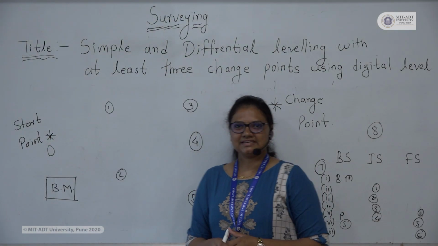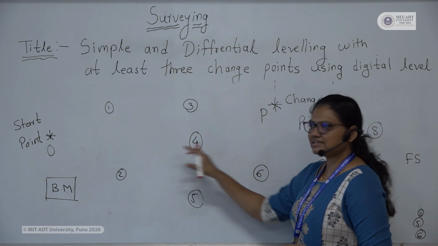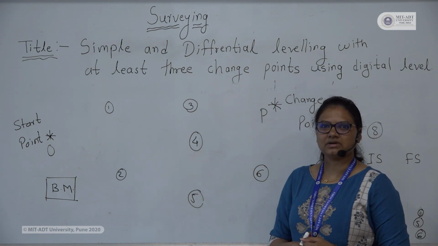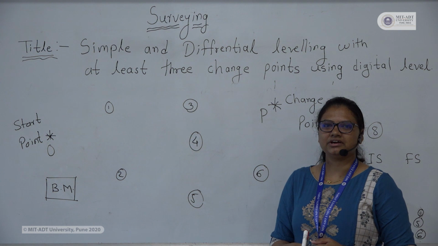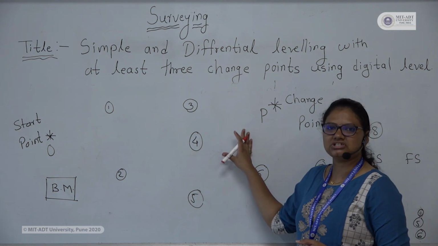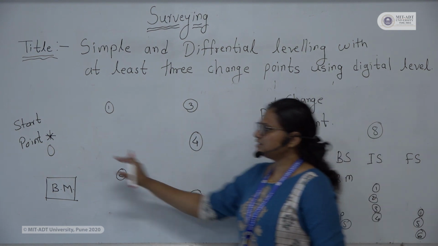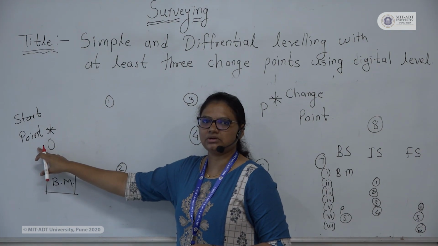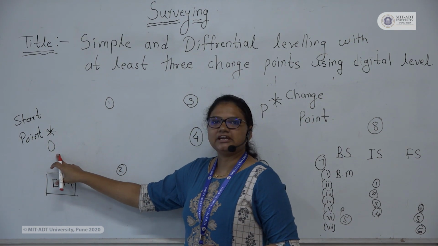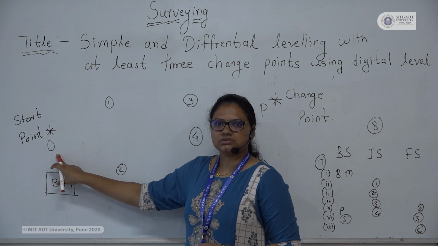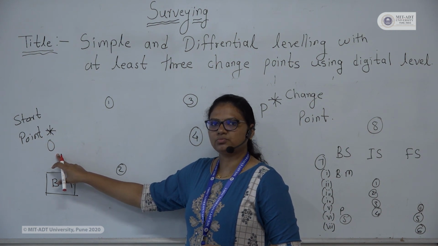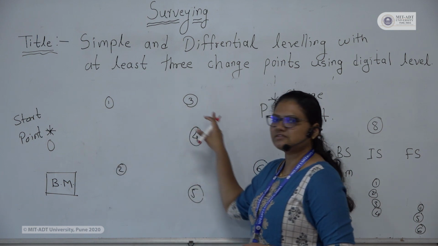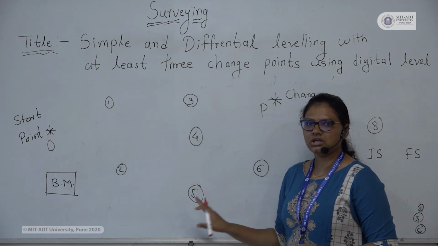So as we have seen, these are the different readings which we have to take. So I will explain in detail how to take different readings by using this digital level. So suppose we have started our surveying work from this point. So this will be our start point, and we will name it O station. Now from this O station, after fixing the instrument, I have to take the readings of these different points which are marked on the ground.